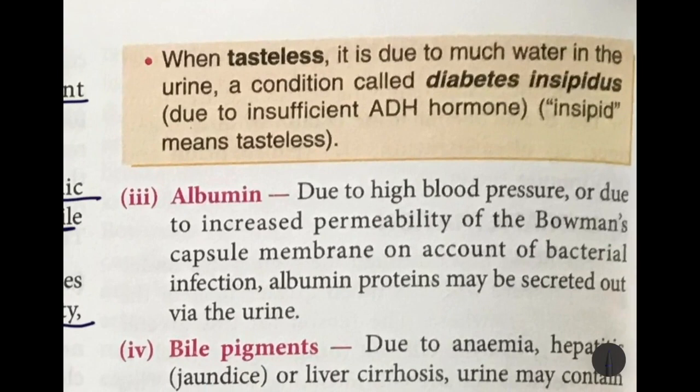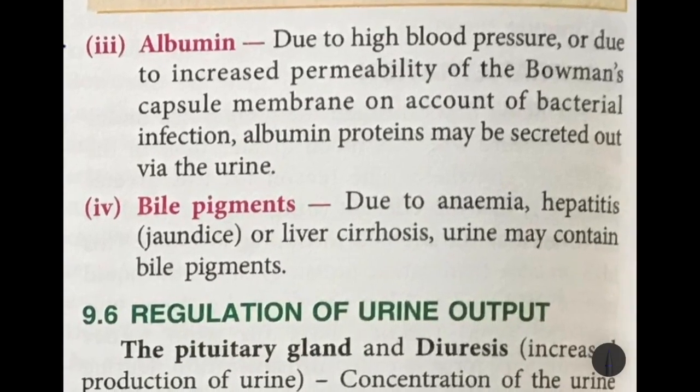Now, when the urine is tasteless, that means no glucose is there. It is due to much water in the urine, a condition known as diabetes insipidus. This is due to insufficient ADH hormone, which we'll be learning about in the endocrine system. Insipid means tasteless.